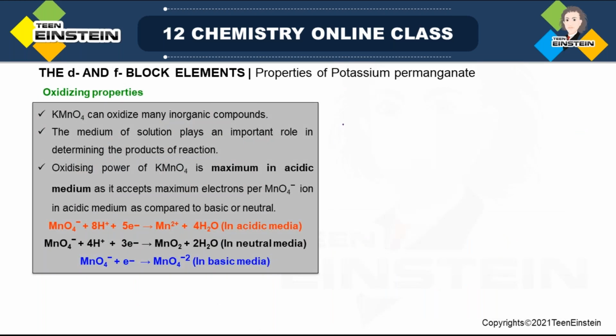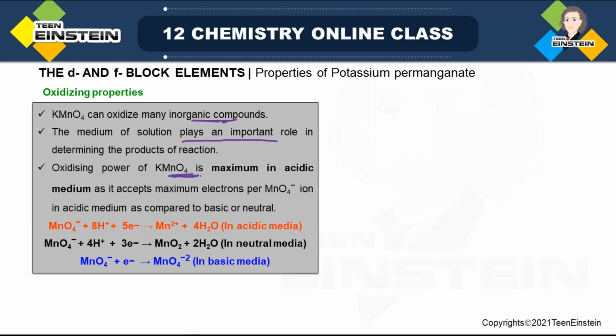Now some more properties of potassium permanganate, and the most important property is the oxidizing property of KMnO4. Now this is not very simple, because depending on what type of medium you are using, that is, acidic or neutral or alkaline, products will also be different. KMnO4 can oxidize many inorganic compounds, and not just inorganic compounds. You will also see that KMnO4 is used as an oxidizing agent even in organic chemistry. Okay. The medium of the solution is very important here, because depending on that, products will be different.